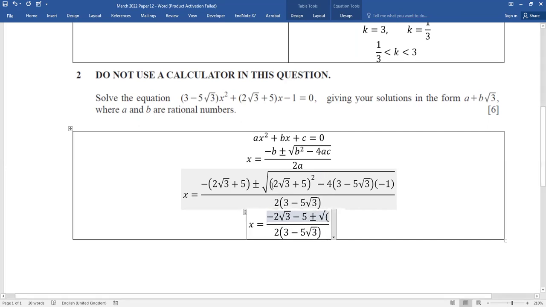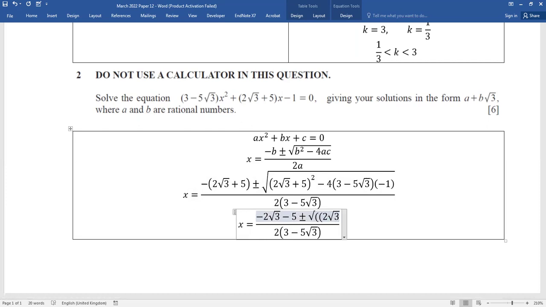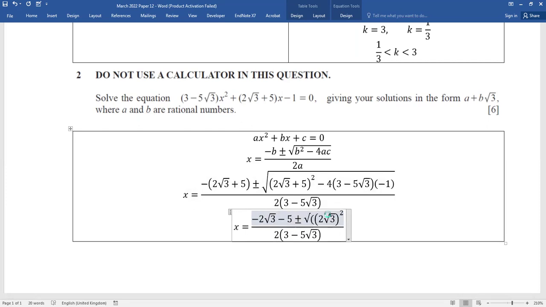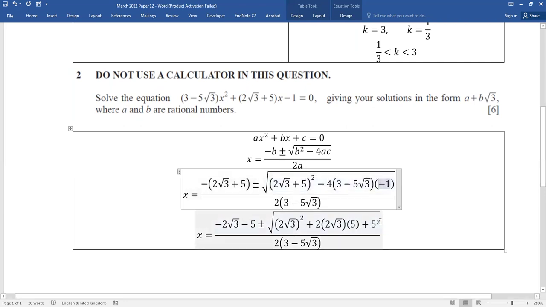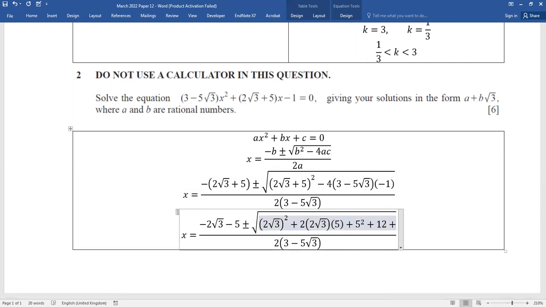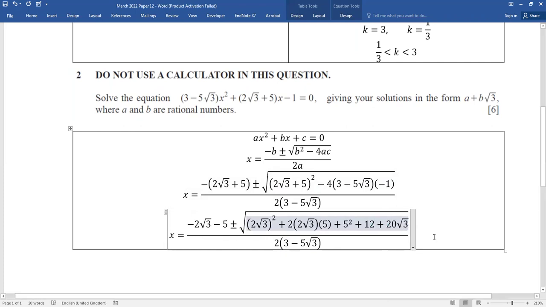Can you square it inside this one? What do you get when you square this? A square. Sir, you get 2 square root of 3 squared, plus 2ab, 2 into 2 square root of 3 into 5, plus 5 squared, which is 25. Okay? And then what should you do? Plus minus, and multiply that, you get plus 4, and then you multiply plus 4 with the brackets. Correct? So you get plus 12 plus 4 5s are 20 root 3.